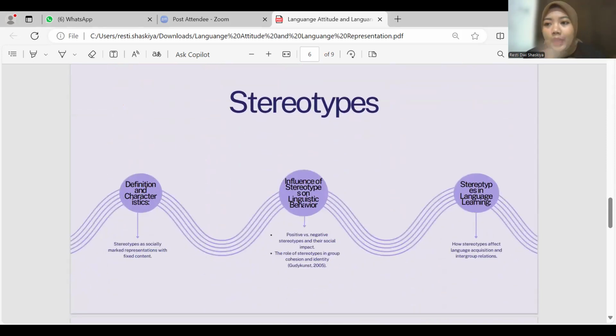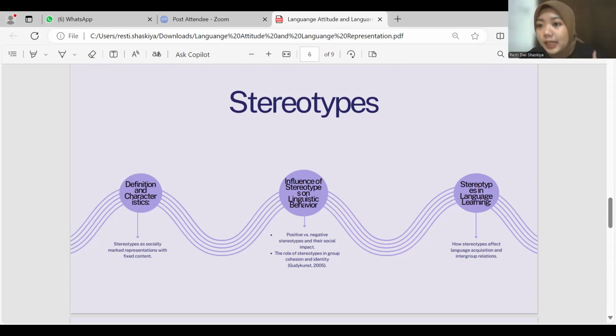The next section is stereotype. We have three parts. The first is the definition and characteristics, the influence of stereotype on linguistic behavior, and stereotype in language learning. So, the first is the definition and characteristics of stereotype.